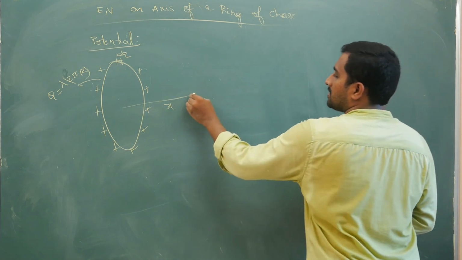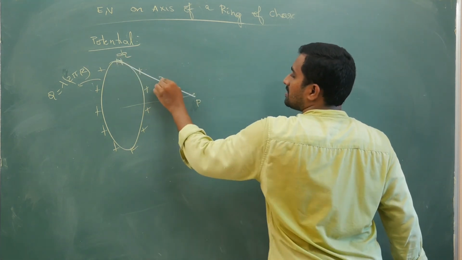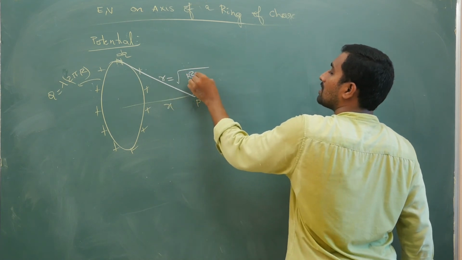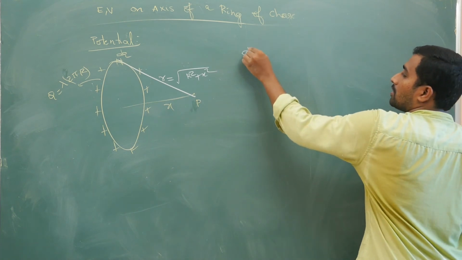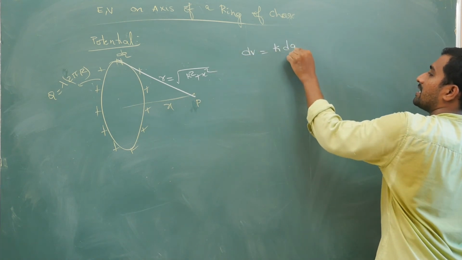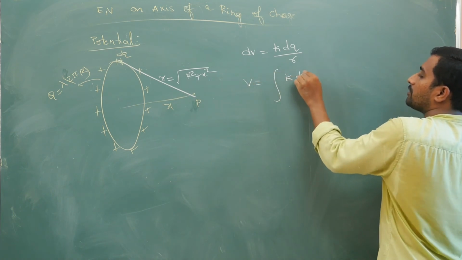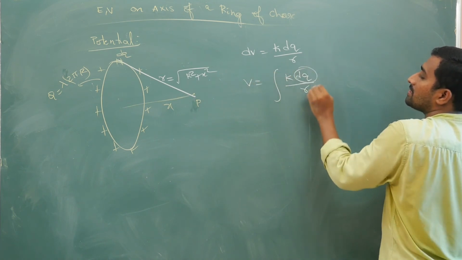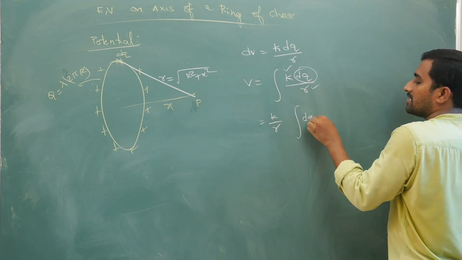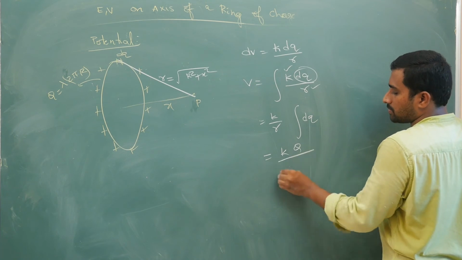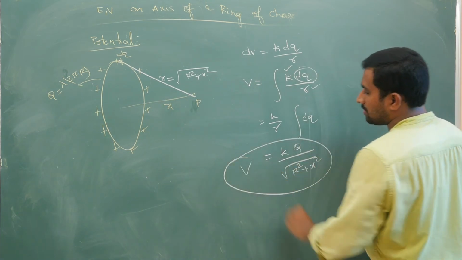Now on the axis your potential is scalar, so from here to here if the distance is r, your r is under root r square plus x square. For all the elemental dq's it is constant, so your small potential dv is k times dq by r. Your total potential is integral of k into dq by r. Now for all these elements k is constant, r is constant, so you will get k by r times integral dq, that is equal to k Q by small r, which is under root r square plus x square. This is your potential, okay.